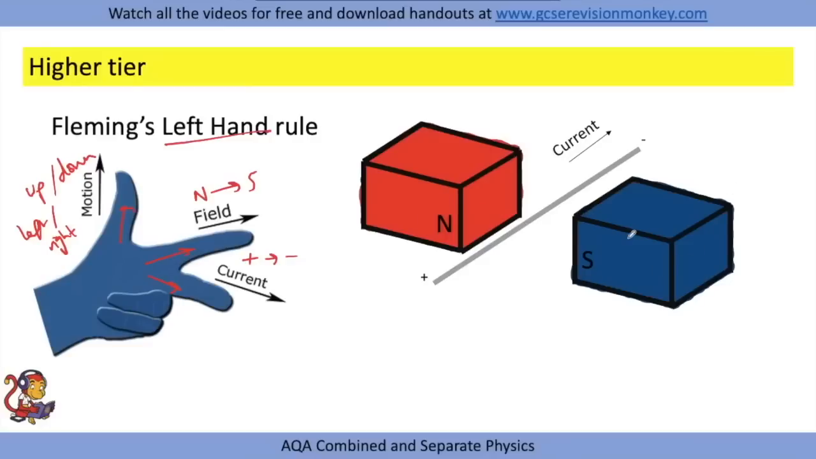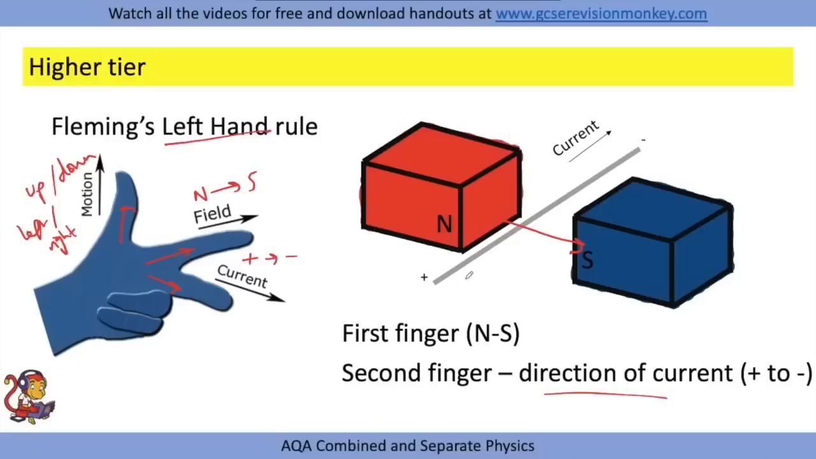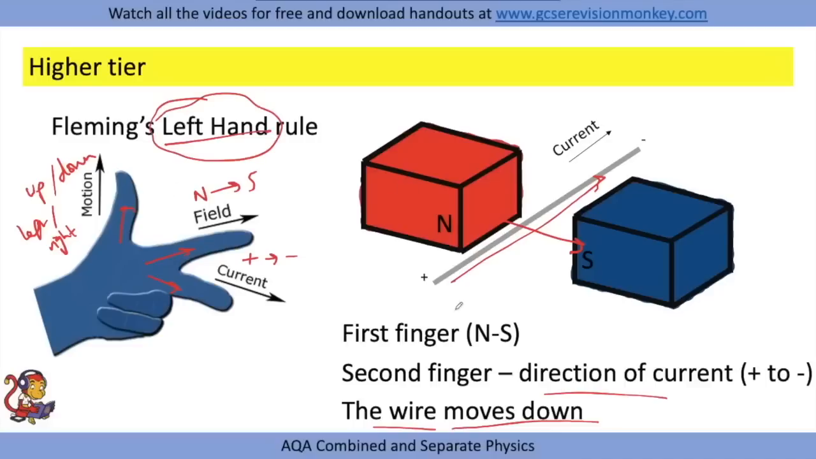You've got some magnets here, a north and a south of two magnets, and you have a wire going in between. So these magnets are producing a magnetic field. You're placing a wire carrying a current in the magnetic field from positive to negative, so that will experience a force. So the first finger, you point north to south, so you'd point the first finger in this direction. You would point your second finger in the direction of current, so that will be from positive to negative. And when you do that, automatically your thumb should now be pointing downwards, and that will tell you that the wire moves down. If it's not pointing downwards, you may be using the wrong hand. You've got to use the left hand for Fleming's left-hand rule.